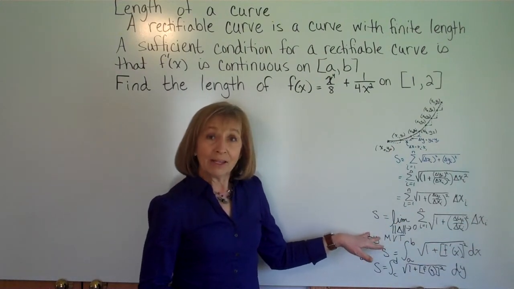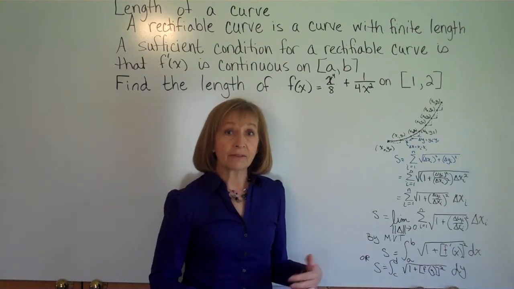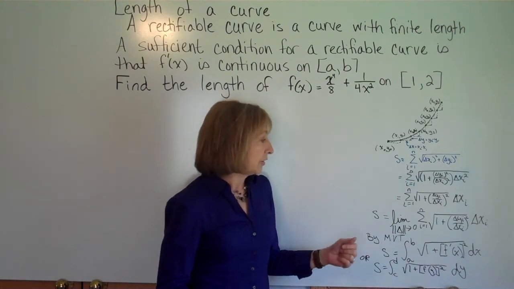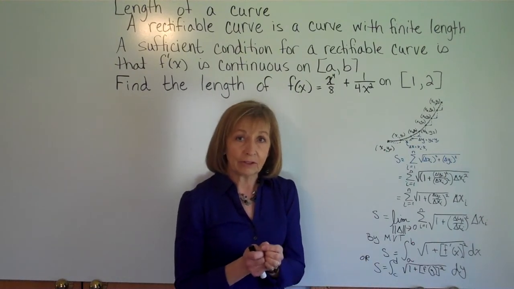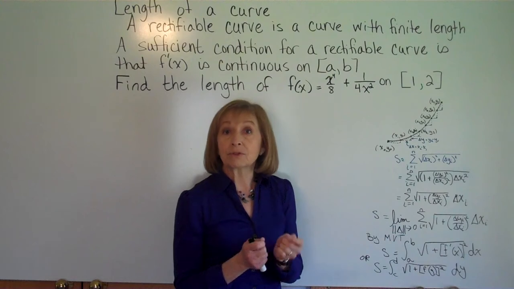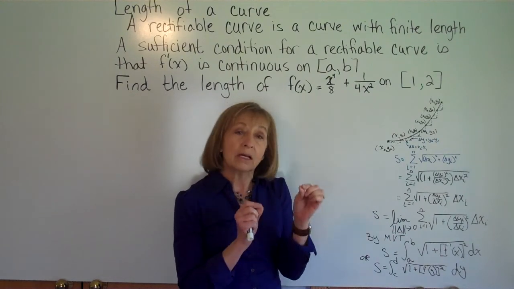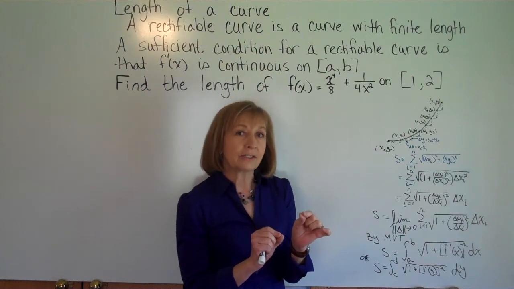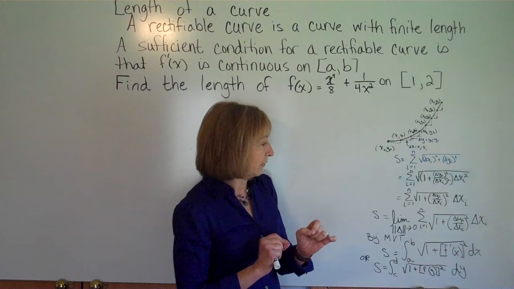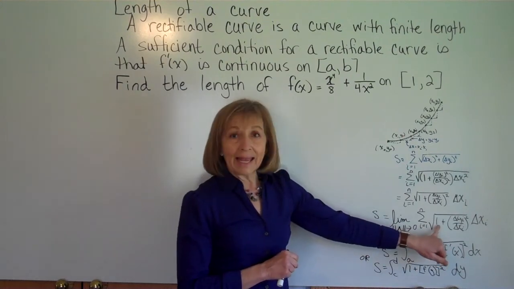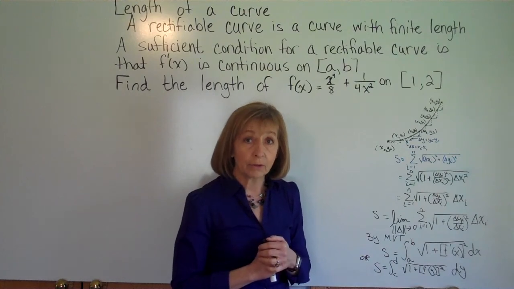Now, from the mean value theorem, if you've got a continuous function on the closed interval, then for some c in that interval, there's an x value where the derivative of that function is equal to the slope of the line connecting the endpoints of that interval. And our derivative is continuous because it's a rectifiable curve.